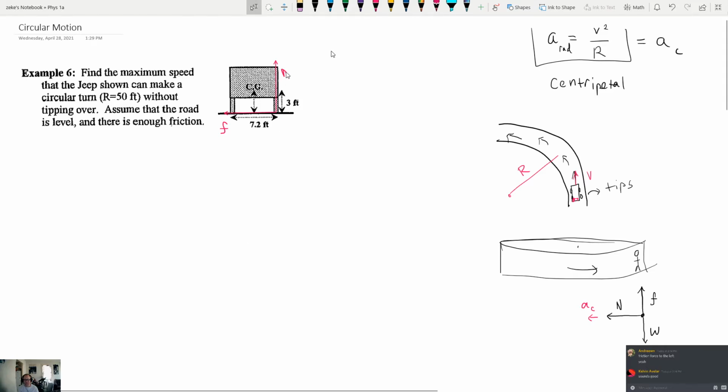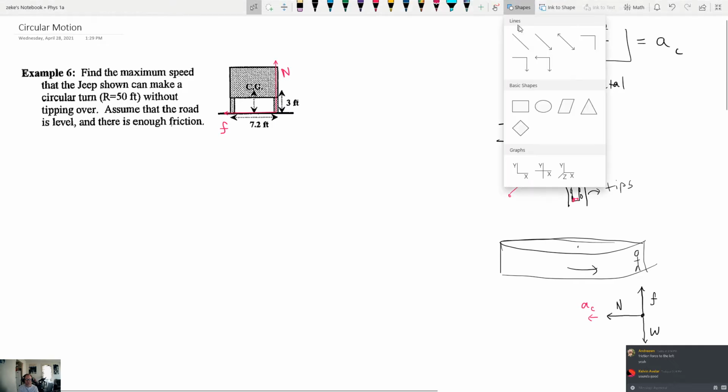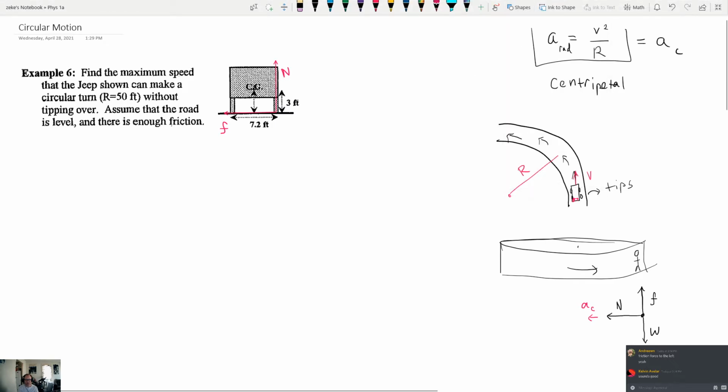A little hard to see with all those dots on there, but there's the normal force. And then we also have to have a vector for the weight, and that's going to come from the center of gravity, that's what CG stands for here, right in the middle of the object, at 3 feet above the ground, and then 7.2 feet between these 2 points right here. Okay, so that's all the information that we have so far.